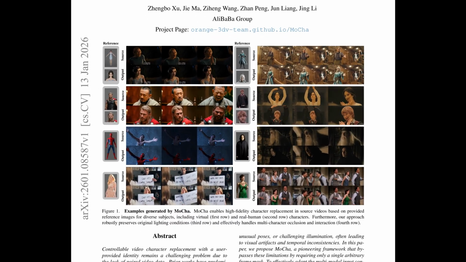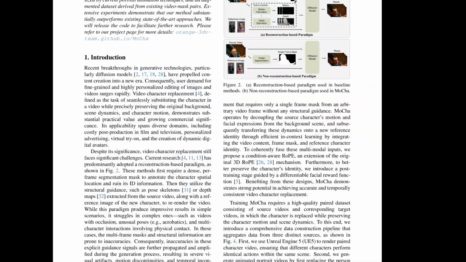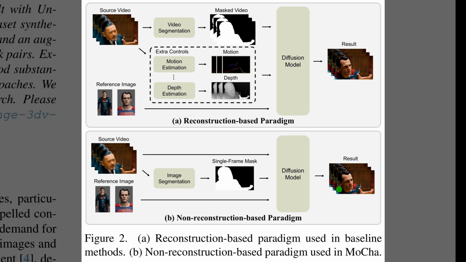So, Figure 1 illustrates this versatility with a gallery of generated examples. The top two rows show replacements for both virtual and real human subjects, swapping identities while keeping the original motion intact. Then, the third row highlights lighting preservation. Notice how the model correctly renders environmental light on the new character, even in dark scenes. Finally, the bottom row tackles complex interactions, handling difficult occlusions, like holding a sign or dancing in a crowd, without explicit depth maps.